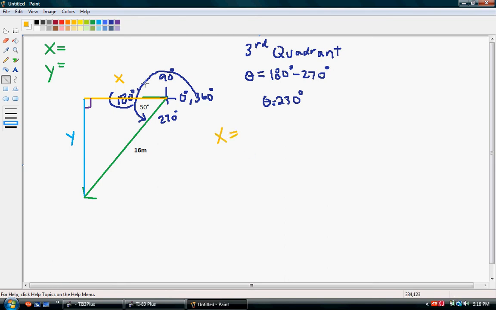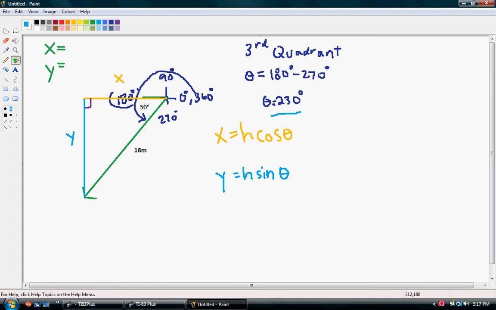Alright, so we have our direction, we have our hypotenuse, and we know that x equals the hypotenuse cosine theta, and our y equals hypotenuse sine theta. Remember, our theta is 230 degrees.